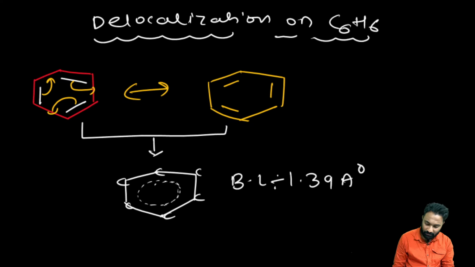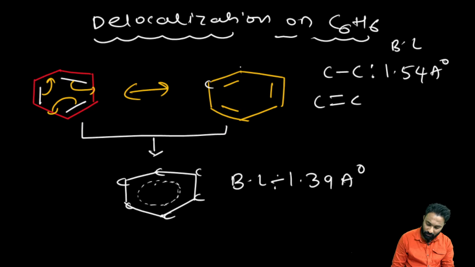1.39 angstrom. Before that, they had seen that the carbon-carbon single bond length is 1.54 angstrom. Then after that they found that carbon double bond carbon has a bond length of 1.34 angstrom.